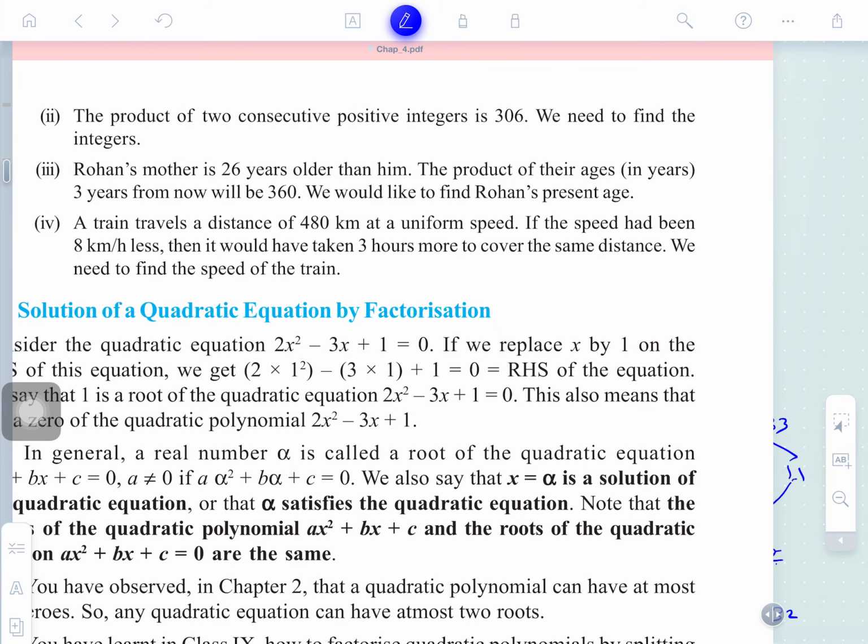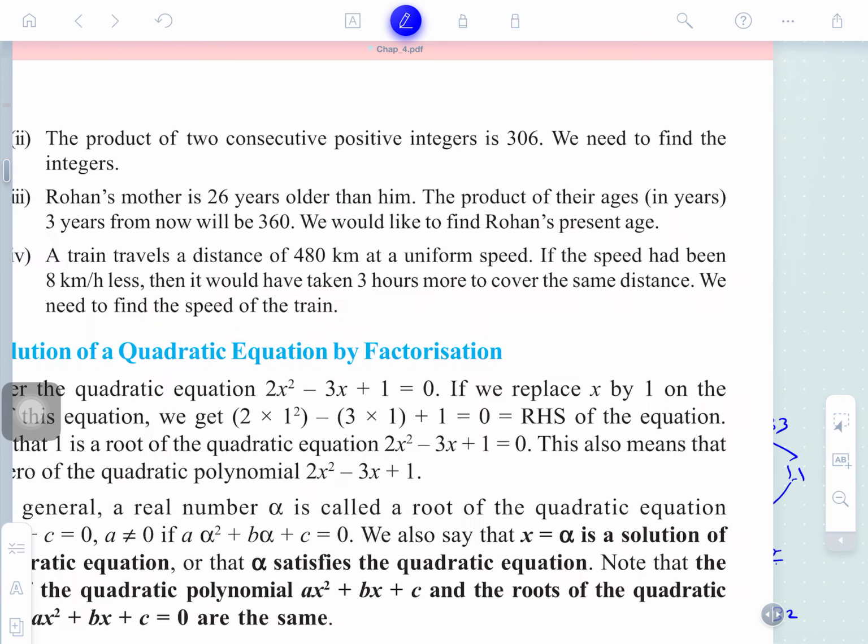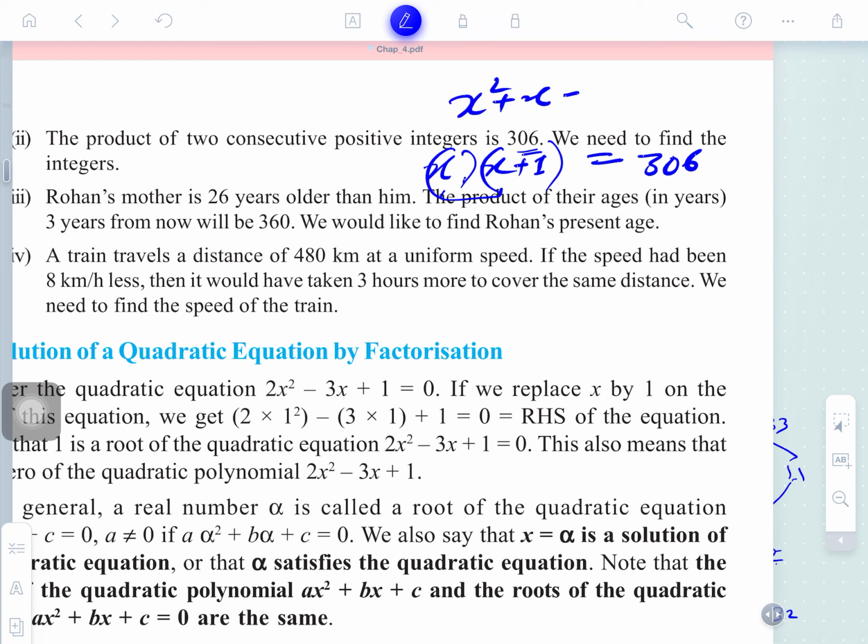Now, I am telling the next. Another question also a student has asked me: the product of two consecutive numbers. What will you suppose for consecutive? One number is x and the other is x plus 1, consecutive means one after the other. So, x and x plus 1, their product is 306. You will obtain x square plus x minus 306 is equal to 0. There is the quadratic equation before you, solve it and obtain the answer.